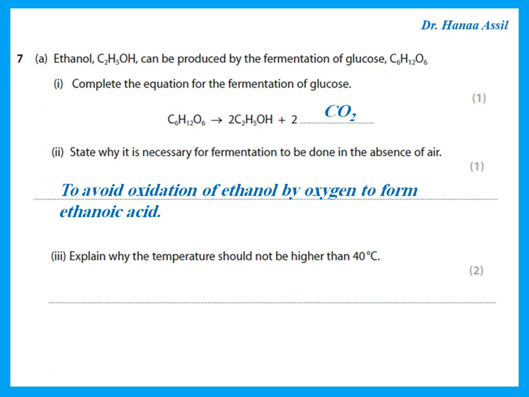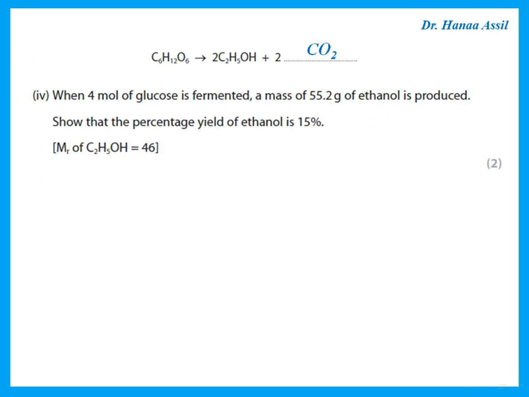Explain why the temperature should not be higher than 40. Remember, we said we added yeast to the glucose. The yeast has enzymes. We don't want to denature the enzymes in the yeast. So we use temperatures lower than 40, we use it at 30 degrees or 35 degrees to avoid denaturing the enzymes in the yeast.